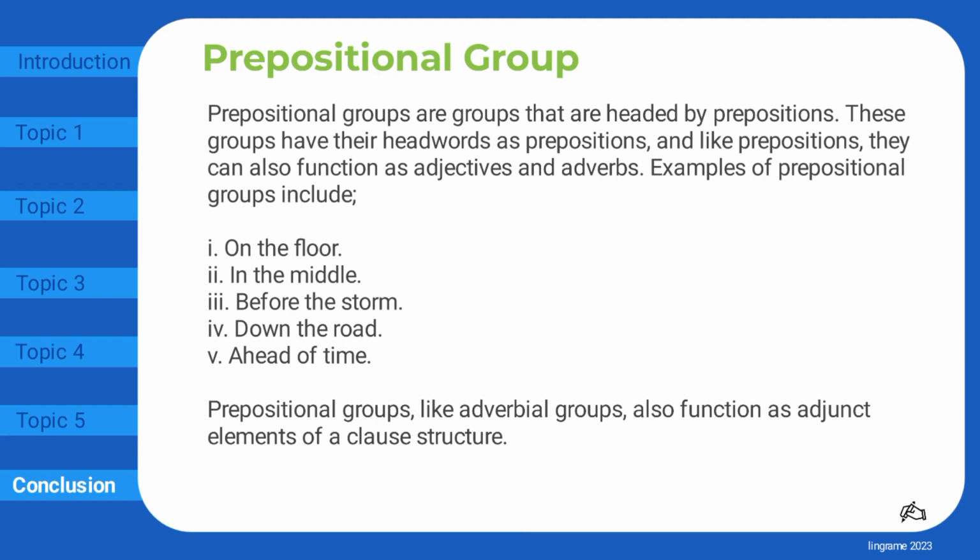Prepositional group. Prepositional groups are groups that are headed by prepositions. These groups have their head words as prepositions, and like prepositions, they can also function as adjectives and adverbs. Examples of prepositional groups include on the floor, in the middle, before the storm, down the road, ahead of time. Prepositional groups, like adverbial groups, also function as adjunct elements of a clause structure.